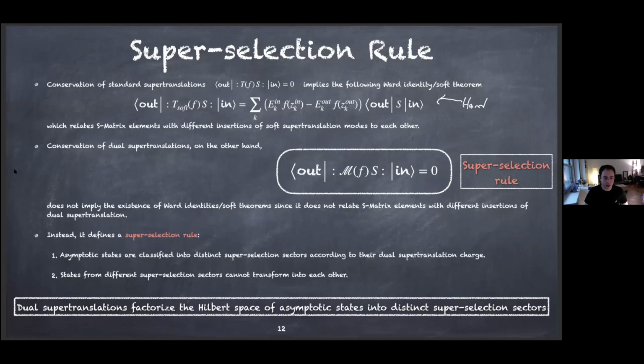And therefore, it defines a superselection rule that says that asymptotic states can be classified into distinct superselection sectors according to the superselection charge. And the superselection rule tells us that states from different superselection sectors cannot transform into each other. So instead of having a soft theorem or a Ward identity that hints at the possibility of spontaneous symmetry breaking, here we have instead a superselection structure or superselection rule. And it implies that dual supertranslations factorize the Hilbert space of asymptotic states into distinct superselection sectors.